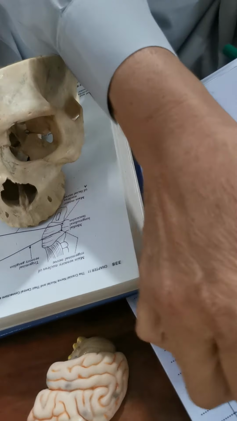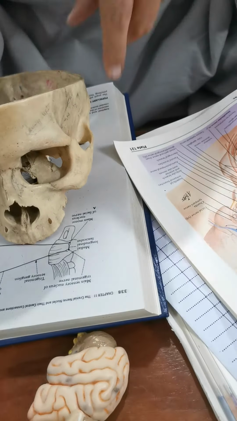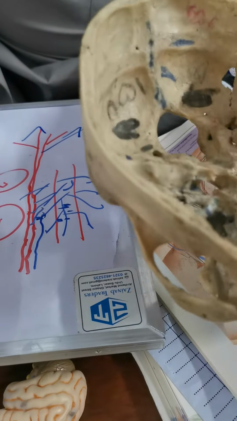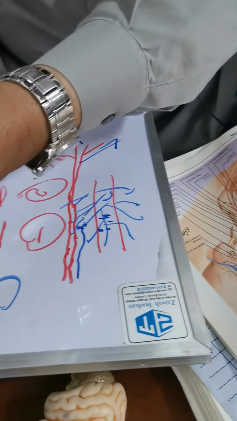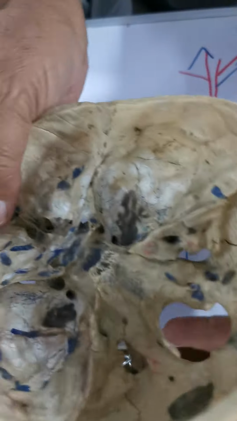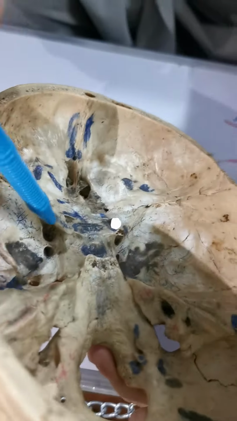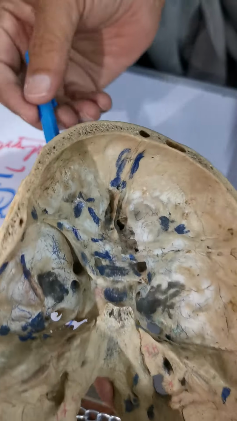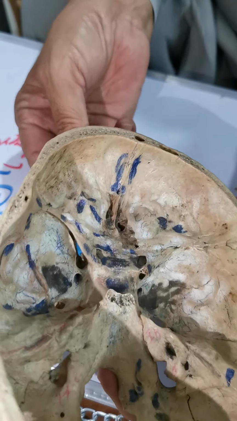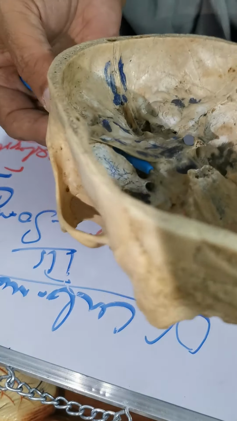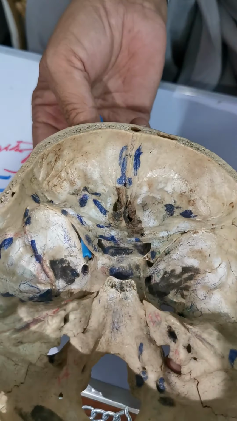And now you look over here, these two divisions then enter into the orbit through this superior orbital fissure. Look, this one is the superior orbital fissure. It enters into the orbit through this superior orbital fissure. You note it: the two divisions of the oculomotor nerve now enter into the orbit through this superior orbital fissure.